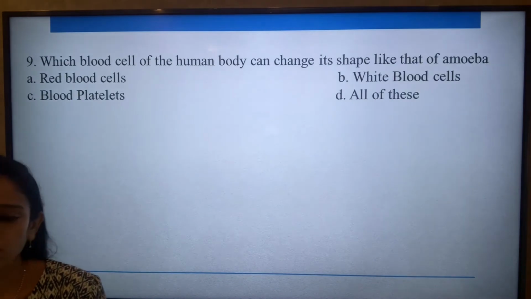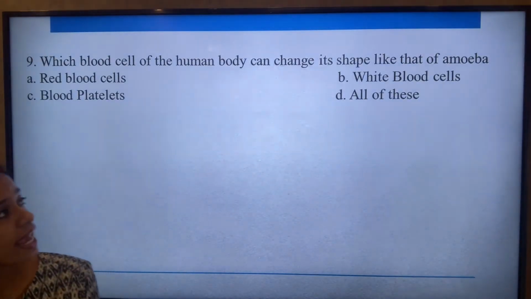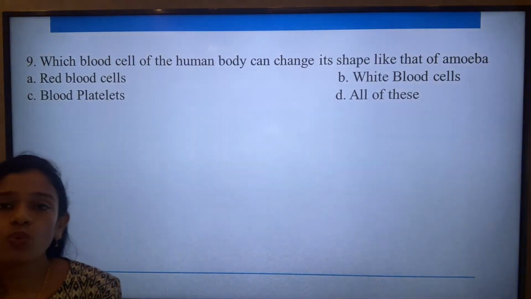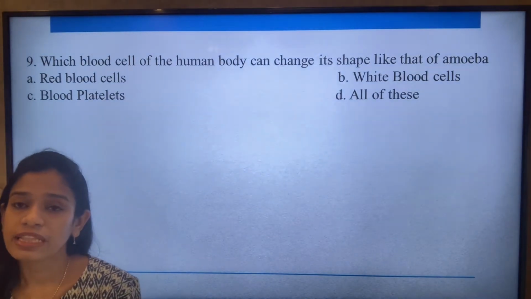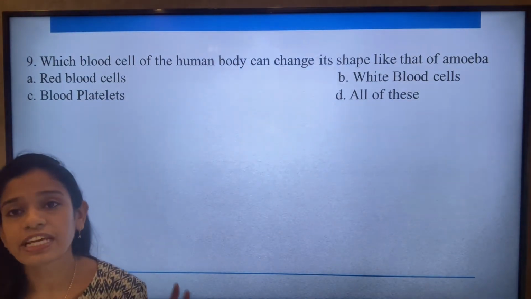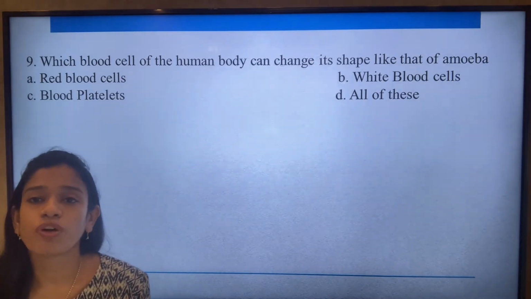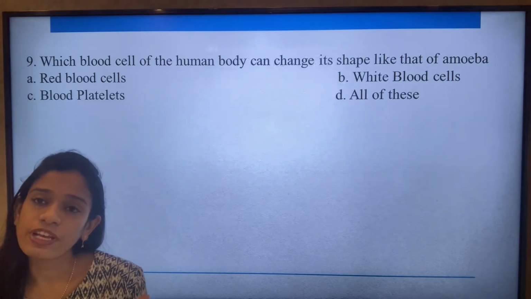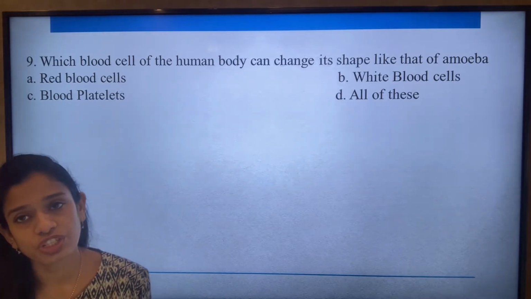Let's move on to the next question, that is, which blood cells of the human body can change its shape like that of an amoeba? Now we all know that when it is a multicellular organism, the cell has a definite structure and a function. Based on that, they are grouped together to form tissues and so on. Now there are some cells, even if they are present in a multicellular organism, they can change its shape.